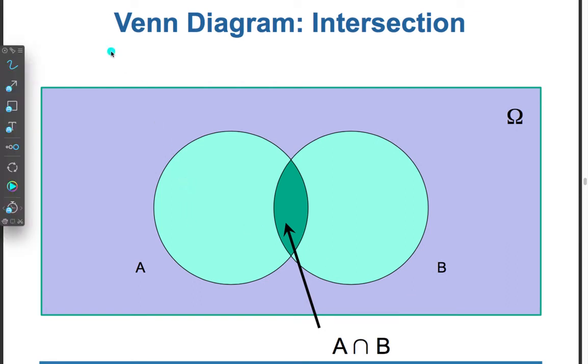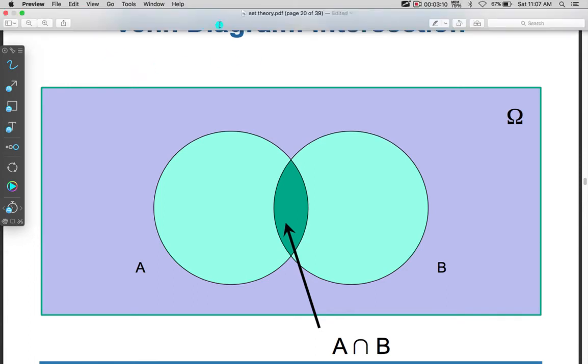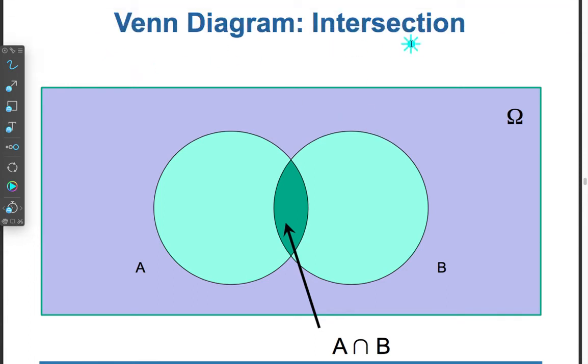Now here, Venn diagram of intersection set. Here this big box is the universal set, and this is the symbol of the universal set. The first circle is set A, the second circle is set B, and the intersecting part of both circles A and B is A intersection B. In this way, this is the Venn diagram for the A intersection B set.